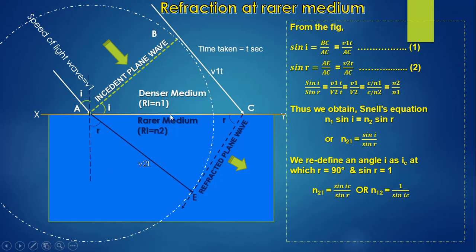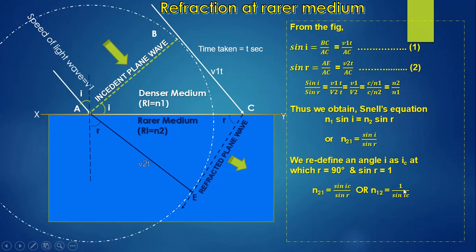So that is why I am taking the refractive index of the first medium with respect to the second medium instead of the refractive index of the second medium with respect to the first medium. If I write n21, it will be the refractive index of the second medium with respect to the first medium. But for redefining the angle of incidence I as IC, total internal reflection is taking place, and not in the rarer medium, but in the denser medium. That is why I am writing n12, the refractive index of the first medium, that is, the refractive index of the denser medium in which total internal reflection is taking place.